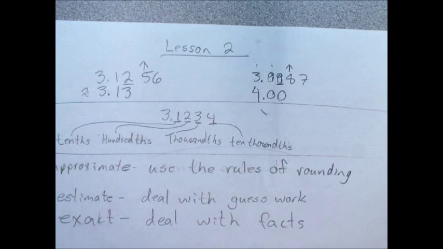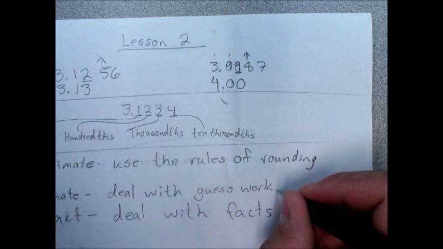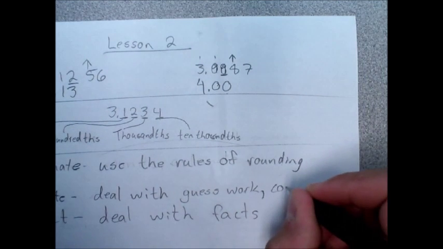Okay, so the big differences between approximation and estimation are, one is using rules, right? General guidelines that we've established. 5 and up, round up. 4 and down, round down. Those are the guidelines. On estimation, the guideline is whatever really makes sense, right? It's using your common sense. So under dealing with guesswork, just put comma and then put common sense in there.